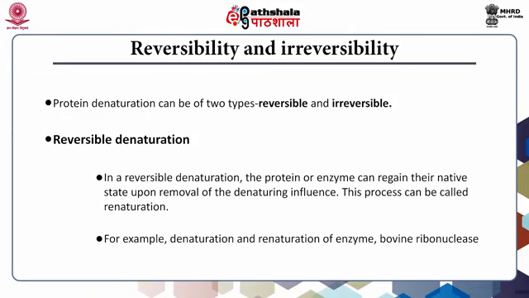But there also remains a possibility that in this process of reoxidation of the SH groups, wrong disulfide bonds may form and the enzyme may not regain its original activity. The resulting enzyme will therefore be termed a scrambled ribonuclease.